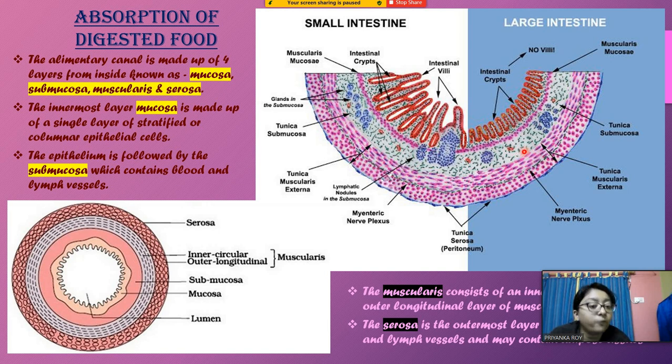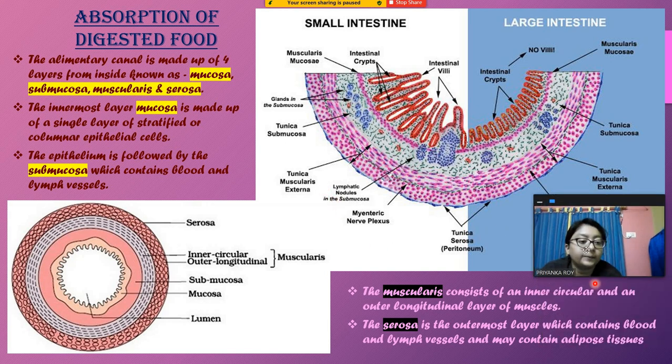Okay. So from here also, this layer is the mucosa, then this is the submucosa, and then this portion is the muscularis, and then of course the outermost covering is known as serosa. Okay.